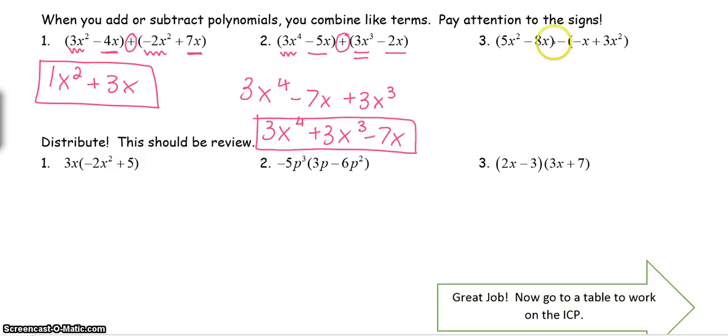Alright, now number 3 is a little bit different because we have subtraction here. So you have to make sure that you subtract. So here I've got a 5x squared and I've got a 3x squared. 5x squared minus 3x squared is 2x squared. I've got negative 8x and a negative x. Negative 8x minus negative x is negative 7x. Because remember, if you have minus and negative, you add.